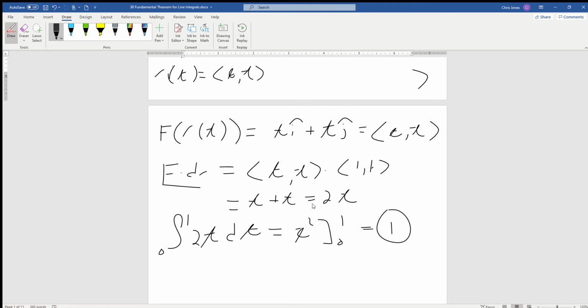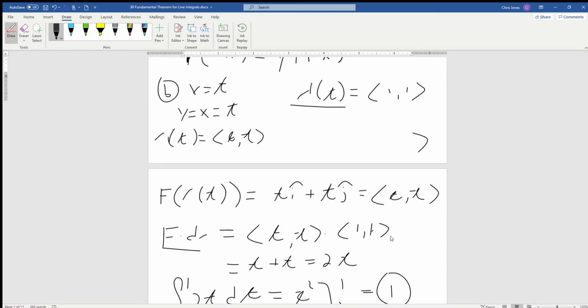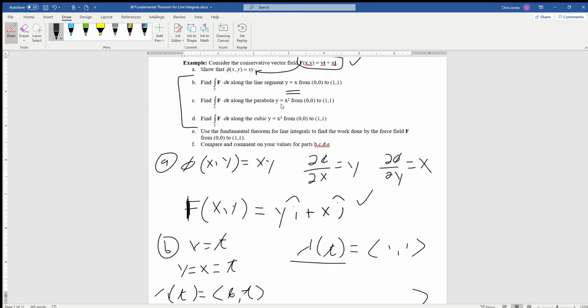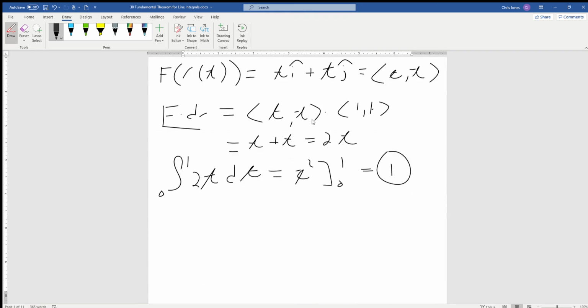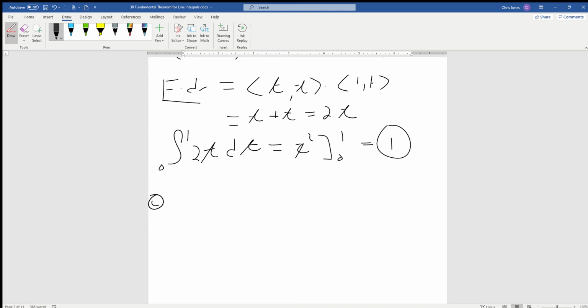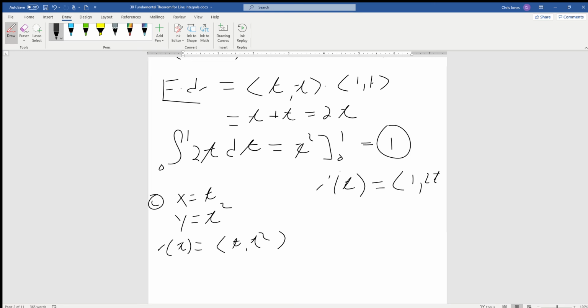Now that's not too difficult to see. However, this should be the same thing along the other two paths. All right, so for part C, we're doing the exact same thing, except now we're doing it along a parabolic path. So for part C, we're going to say that x is going to be equal to t, y is going to be equal to the parabola, t squared. That means our r of t is going to be t comma t squared. R prime of t is going to be equal to 1 comma 2t.